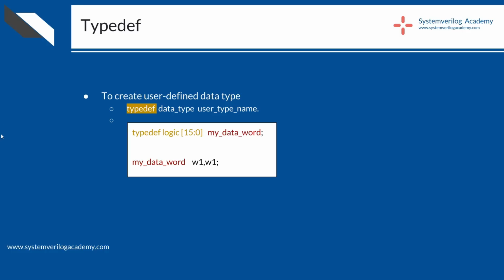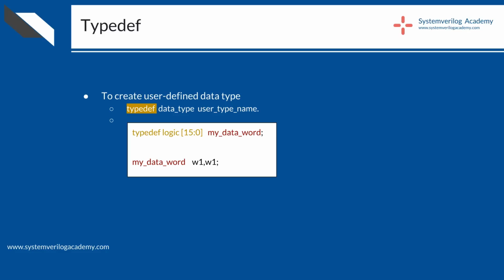Its syntax is typedef, data type, name of user-defined type. Here is an example. If you add a type definition as typedef logic [15:0] my_data_word, it adds one more type to the existing data types in SystemVerilog with the name my_data_word. Now you can define variables of type my_data_word as shown here. After compilation, W1 and W2 will be of type logic [15:0].